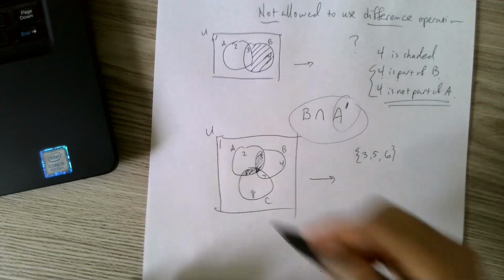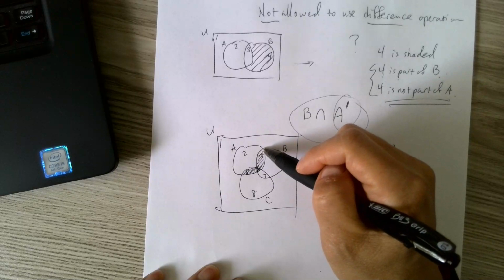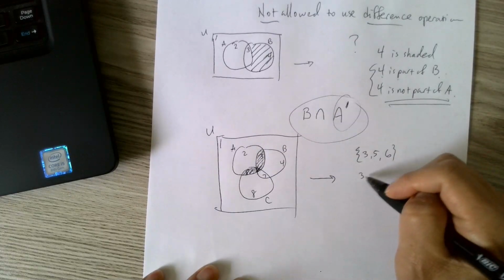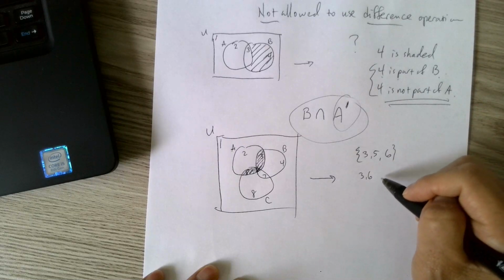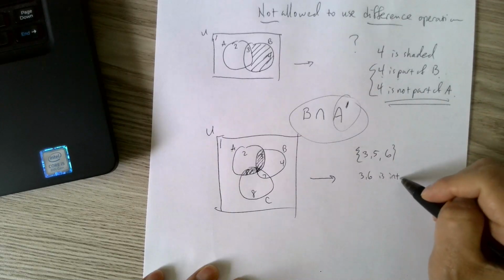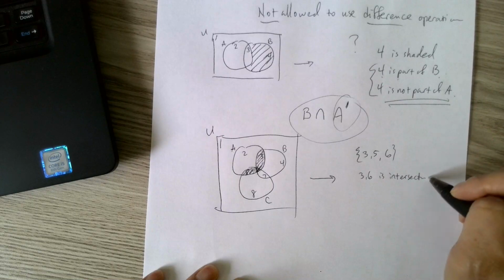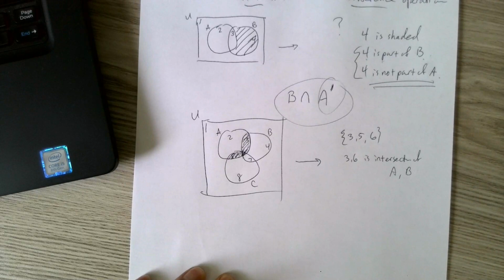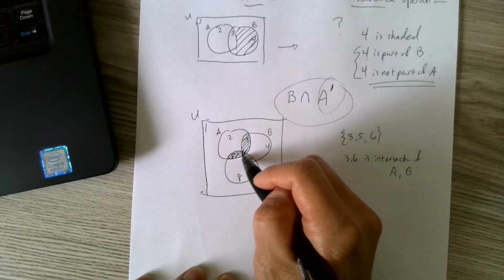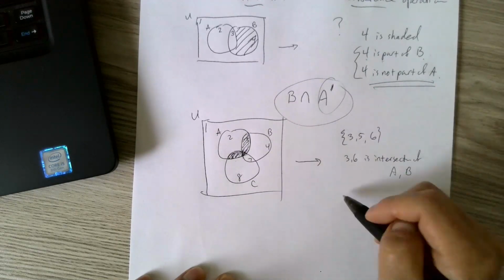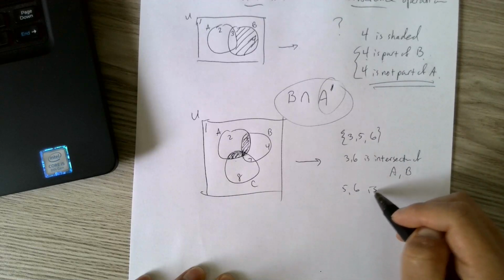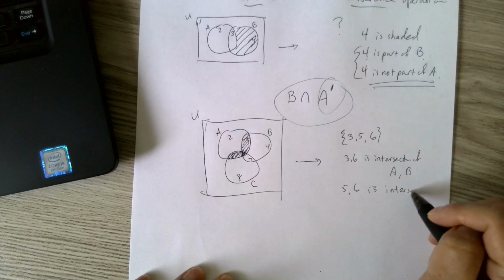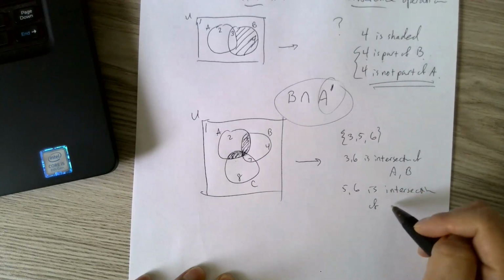So what do we know about this region? Well, if I look at 3, 6 here, 3, 6 is the intersection of A and B. And if I look at this, 5 and 6, 5 and 6 is the intersection of A and C.